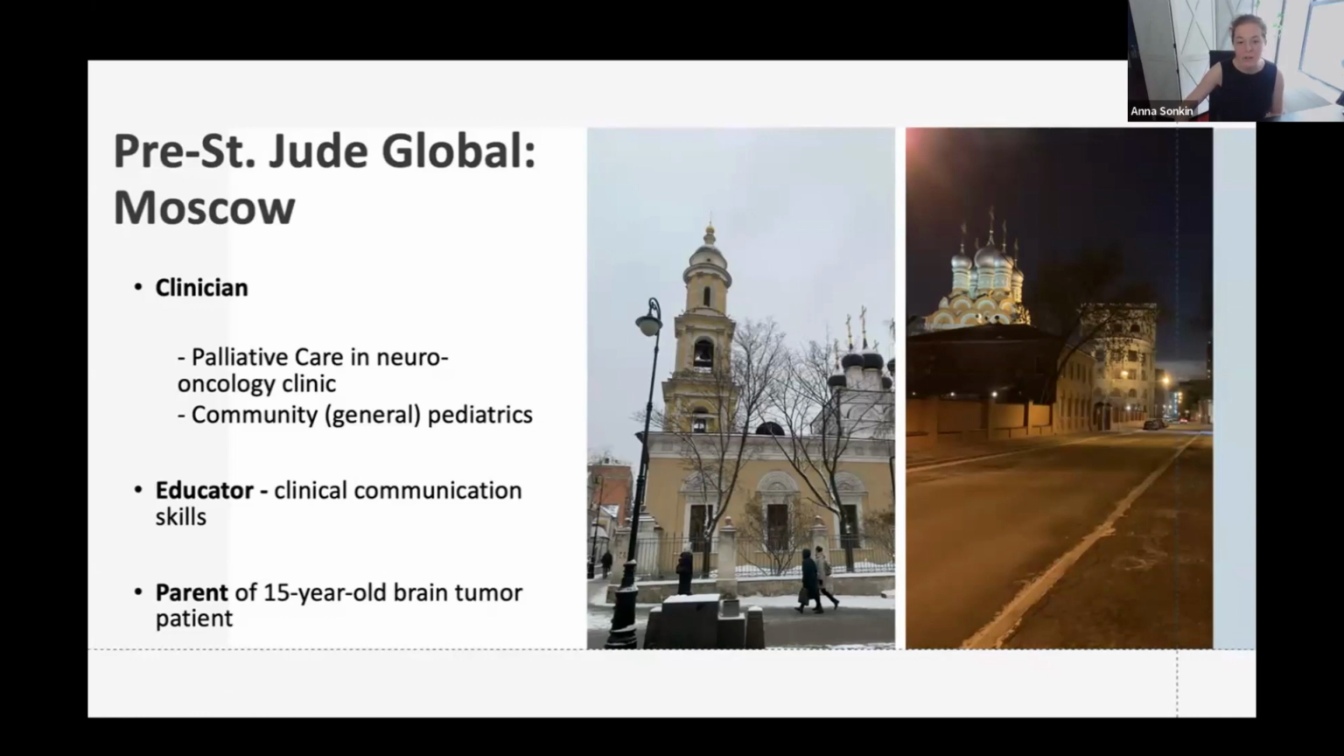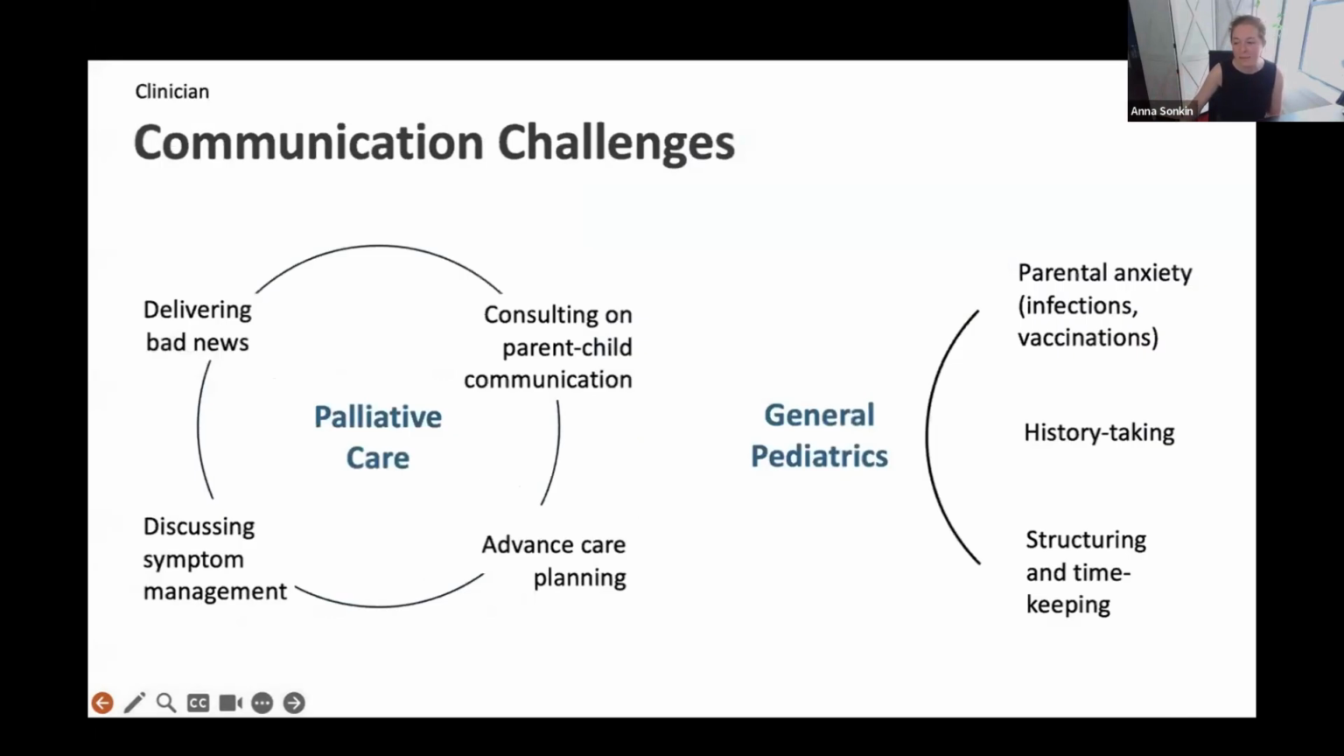And then not so long ago, it's been 5 years since diagnosis, my daughter was diagnosed with a brain tumor when she was 15 years old. So I'm going to talk a little bit from those three hats that I have as a clinician, educator, and parent.